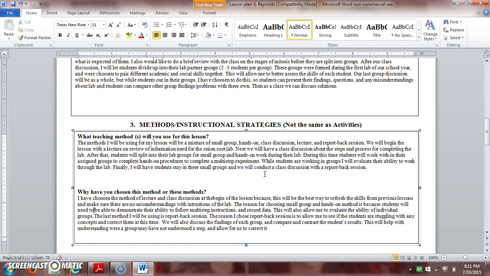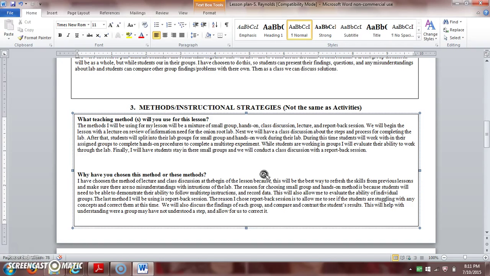I can evaluate their ability and watch their progress through the steps to see which groups are struggling to get past certain steps, which ones have made it through. And then we'll come back to a class discussion, but in our small groups. That way each group can compare what they have found, and it'll help them compare and contrast different data that was found in the lab.